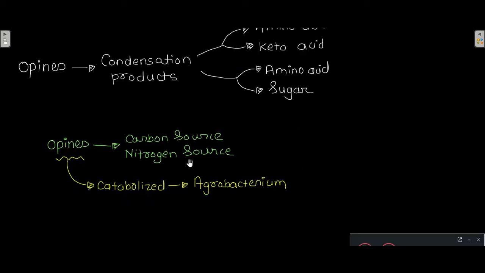Now, these opines serve as the carbon source and nitrogen source, and they are catabolized by agrobacterium. So when in that tumor the agrobacterium is growing, the carbon source and nitrogen source for the growth of that agrobacterium is the opine, which is produced by the plant cell itself because the tDNA is integrated in the genome of that plant cell. Okay, so this is how it is going to be.